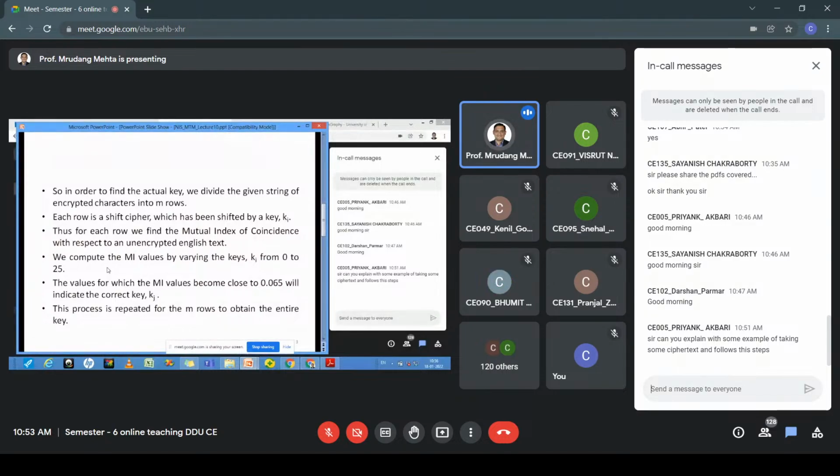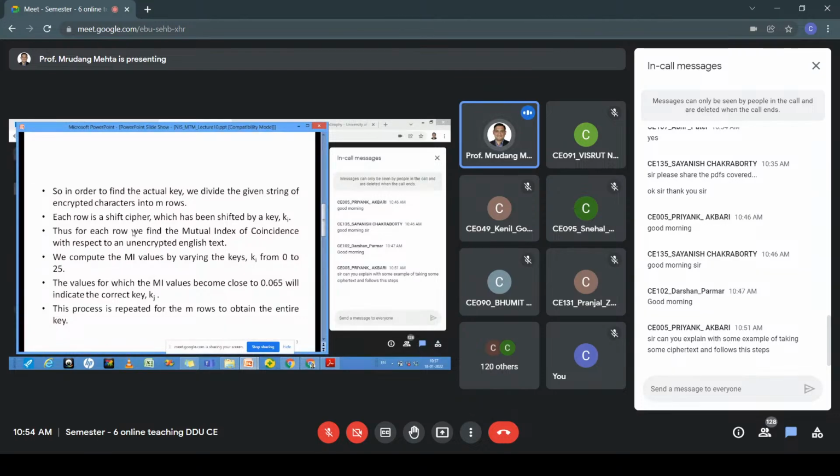So how to find the actual key? In order to find the actual key, we divide the given string of encrypted characters into m rows. We have identified that the key length is m, so the whole text is divided into m rows. Now each row is a shift cipher, as we have seen in the Vigenère cipher, which has been shifted by key Ki.